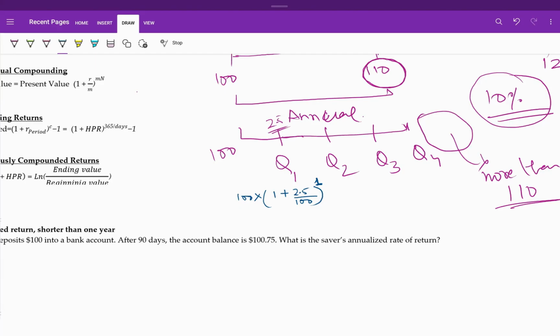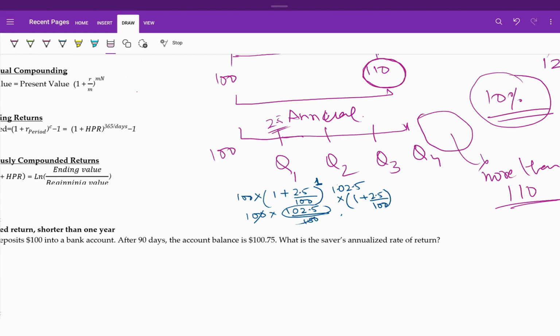This is the first quarter. So this is going to give me 100 into 1 plus 2.5 divided by 100, and this is going to be my principal for the first quarter. I will reinvest this. For the second quarter, I am going to get 102.5, and I multiply this with 1 plus 2.5 divided by 100.